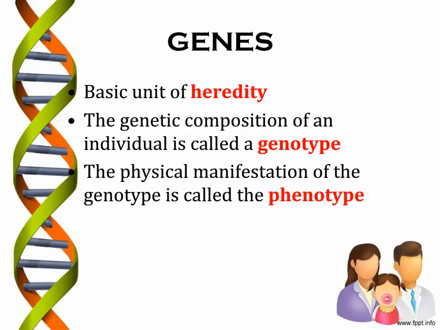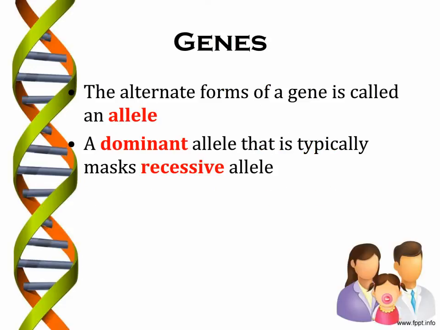A gene is the basic unit of heredity. An individual's genetic composition is called a genotype. The physical manifestation of the genotype is called the phenotype. So, in other words, the phenotype is what you see due to the genotype. An allele is essentially an alternative form of a gene. So you have a dominant gene and you have a recessive gene.